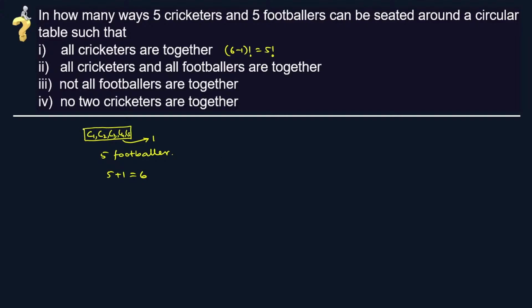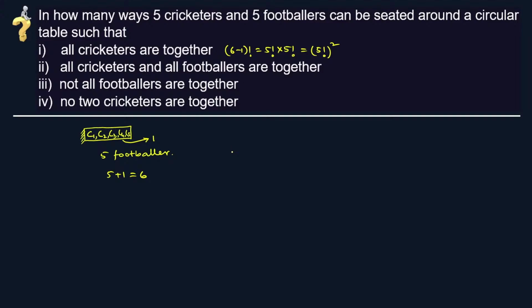Now, as these 5 cricketers are sitting together, they can arrange among themselves in factorial 5 different ways. So, total number of ways in which all cricketers will be together is factorial 5 into factorial 5, which gives us factorial 5 whole square. Right? Now, let us see the second question.